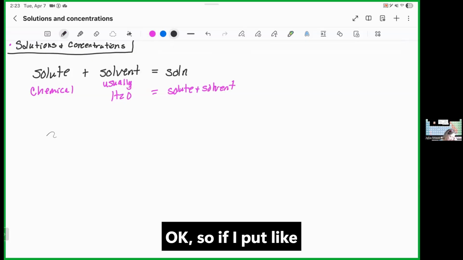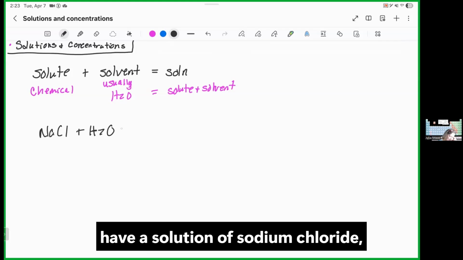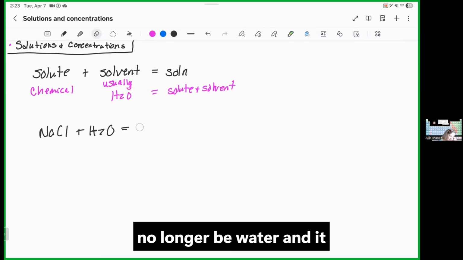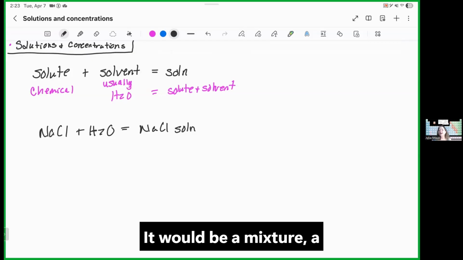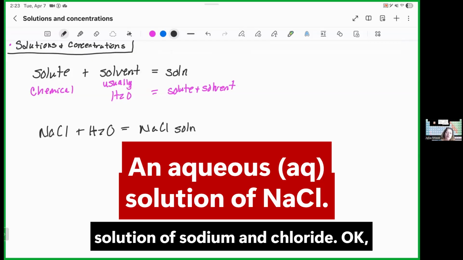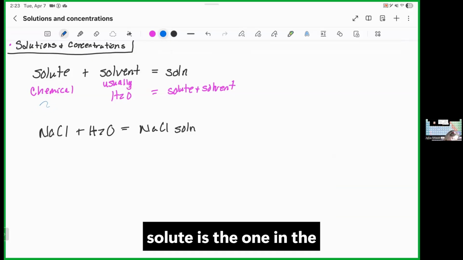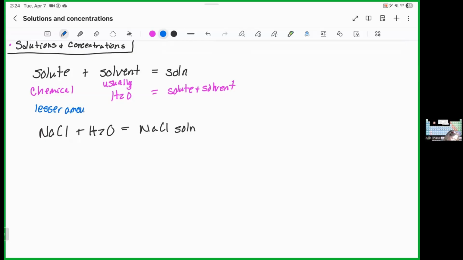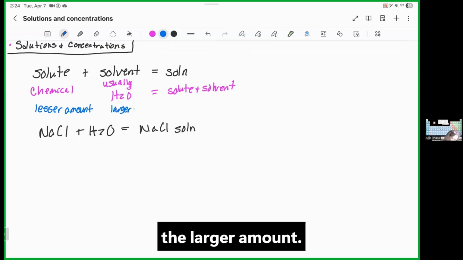Okay, so if I put like sodium chloride into water, I would have a solution of sodium chloride, a sodium chloride solution. It would no longer be water, and it would no longer be sodium chloride. It would be a mixture, a solution of sodium and chloride. Okay, generally, what we say is the solute is the one in the lesser amount, and the solvent is the one in the larger amount.